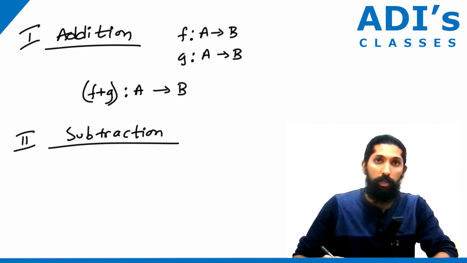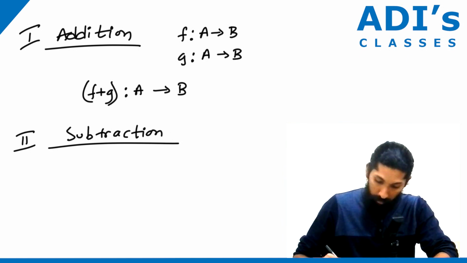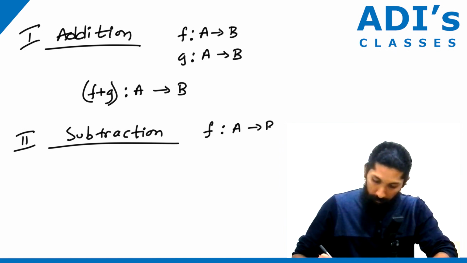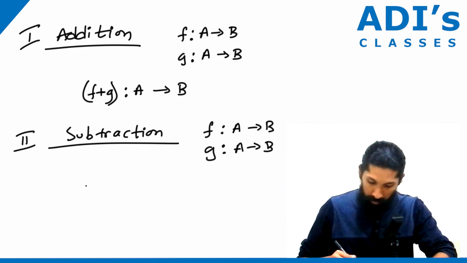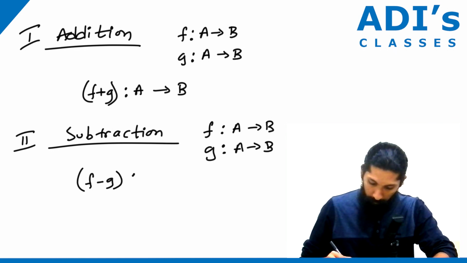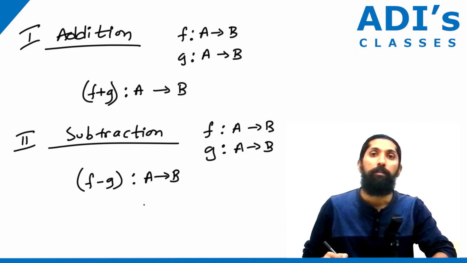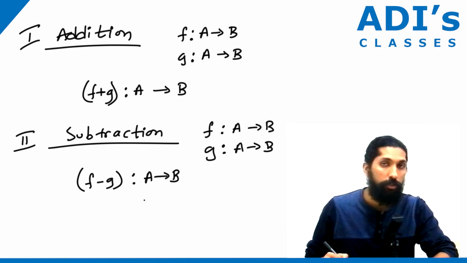Whenever we talk about subtraction, it's the same logic. Suppose you have f from A to B as one function, g from A to B as another function. Then subtraction is f minus g from A to B. This becomes subtraction of two functions.